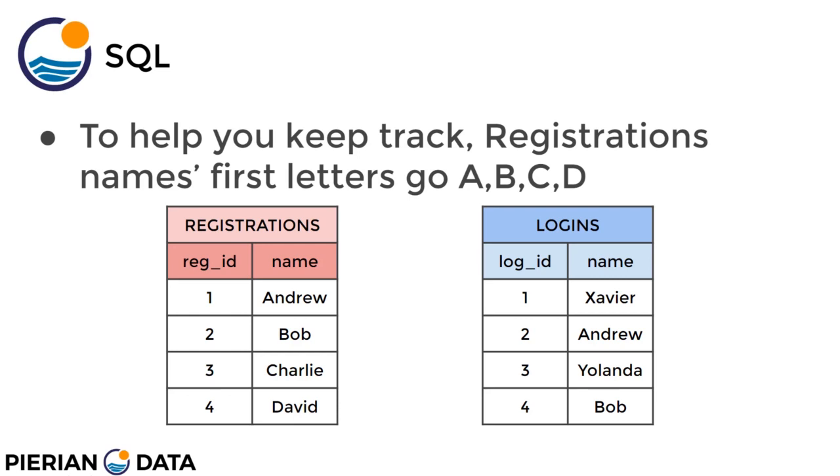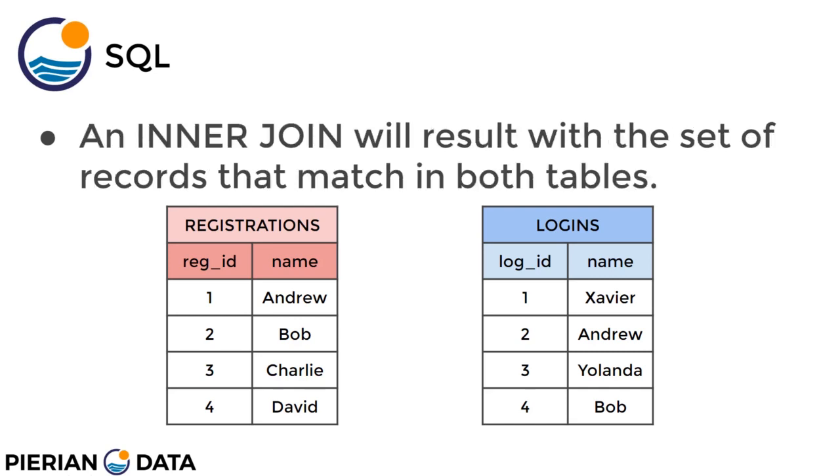Now to help you keep track of the different joins, since we're going to be using these example tables throughout this section of the course, keep in mind that the registration names' first letters go A, B, C, D. And if you take a look at logins, the two outstanding ones that are not in the registrations are Xavier and Yolanda, basically implying that they forgot to register but still showed up the day of the conference.